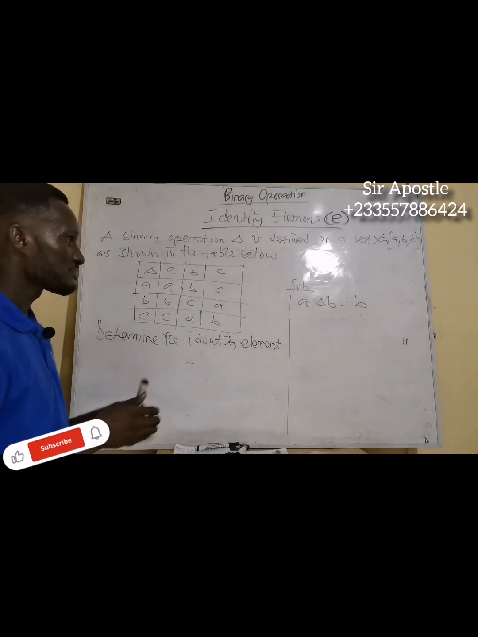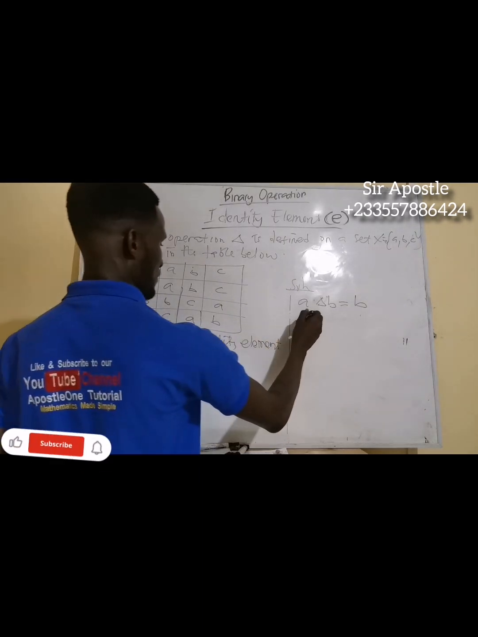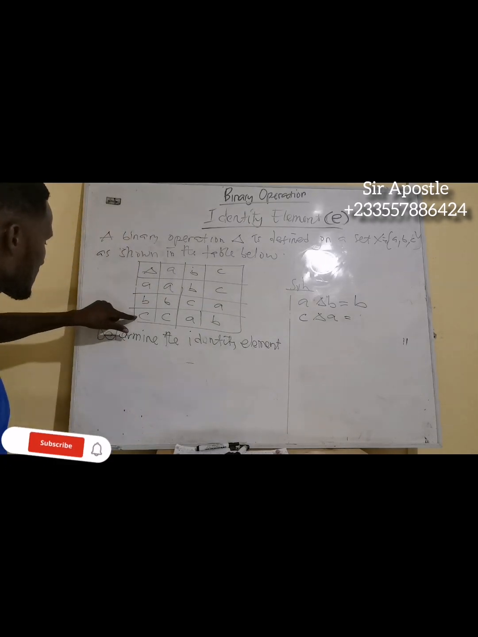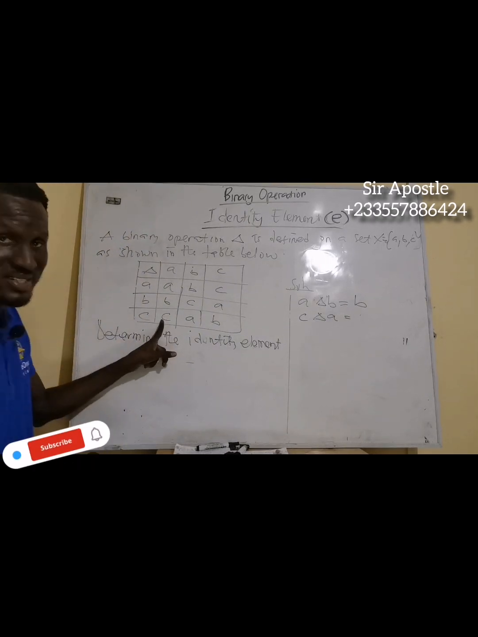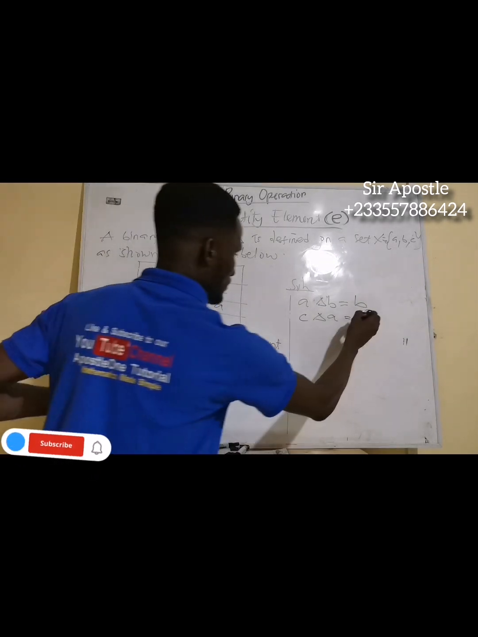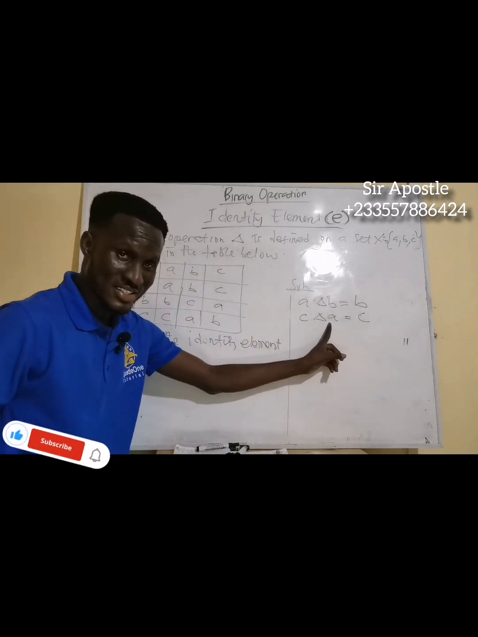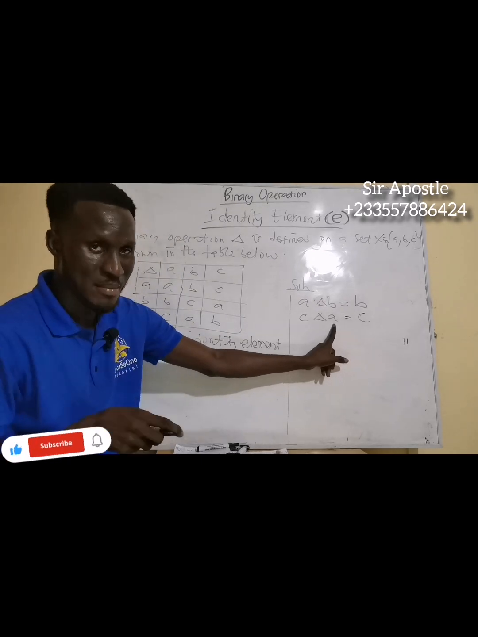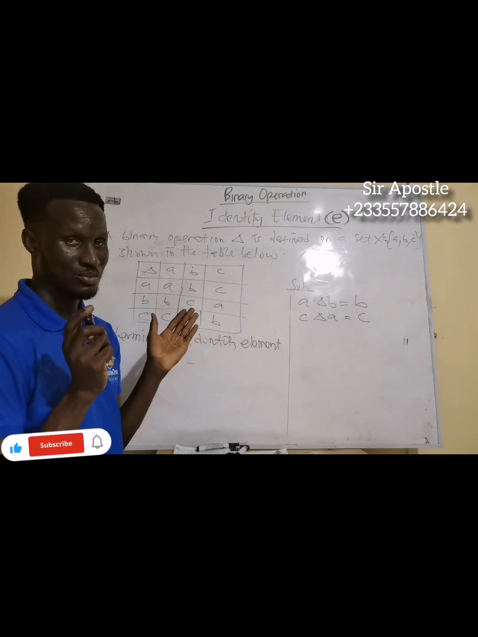So let me combine C and A, then I'll see either AC or CA, any of them. So let me say CA. From the table, we have C operation A. C operation A will give me what? C. C operation A is giving me C from the table. Which one is the identity element? So C operation A giving me C, meaning A is still the identity element. Understand? But I can't make a conclusion now.